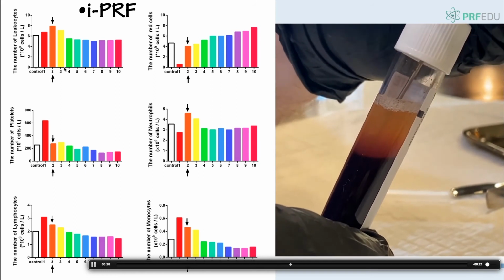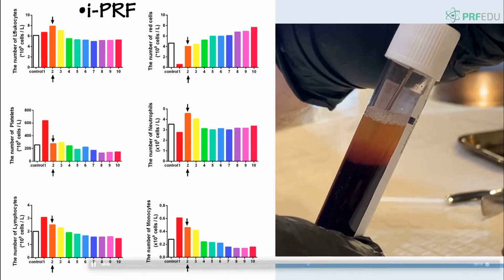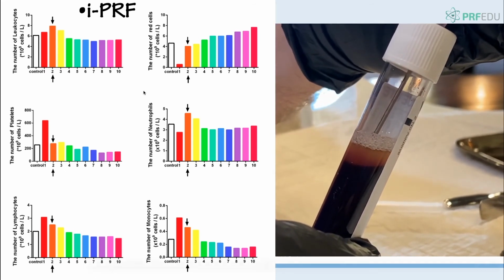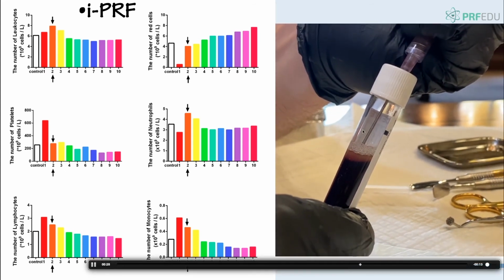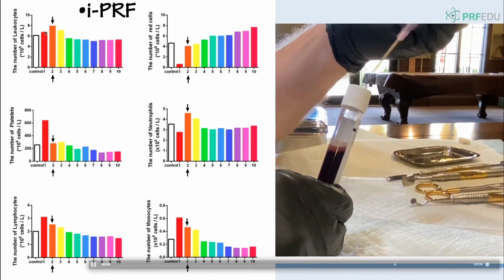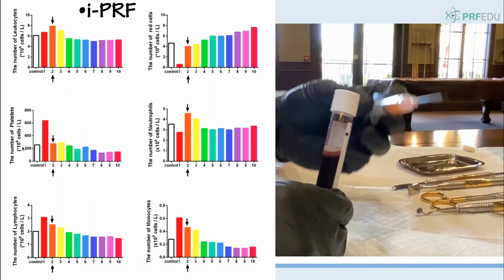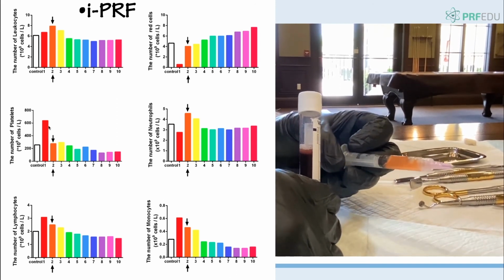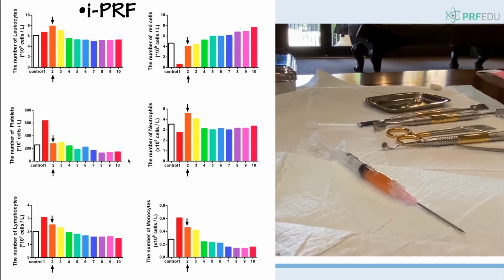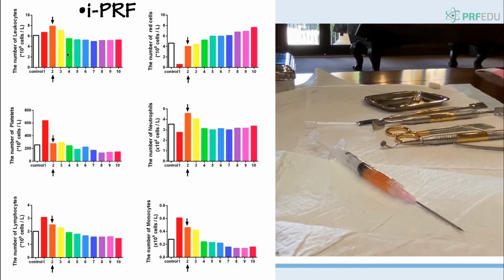But more importantly, when we actually looked at the cell types and the separation of layers, look at layer 1 and 2. So we know IPRF is typically only about 1 cc of blood, 1.5. And look at the number of leukocytes. They're hardly concentrated. Look at the number of platelets. So we only have about a 2-fold increase here. Look at how many platelets are still in the red zone. Look at how many of the white blood cells are still in the red zone. They're not actually making it to this upper layer.